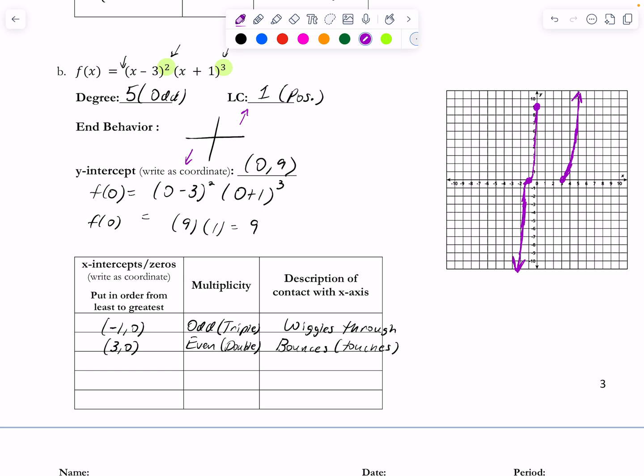There's the y-intercept, and then this one is going to just touch or bounce. So I'm going to touch or bounce right there, and then continues on. All right, so there is my sketch for part B. So take a look at the homework questions. There are a lot of them to practice, but hopefully you'll get used to this process of finding the degree, the leading coefficient, help you with the end behavior, find the y-intercept, and then go through that table to look at your x-intercepts and write out the multiplicity and how it's going to interact when you actually do the sketch. All right, good luck.